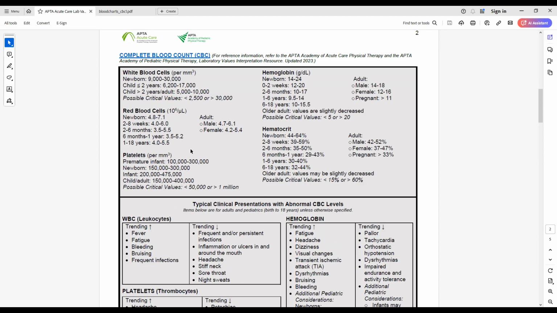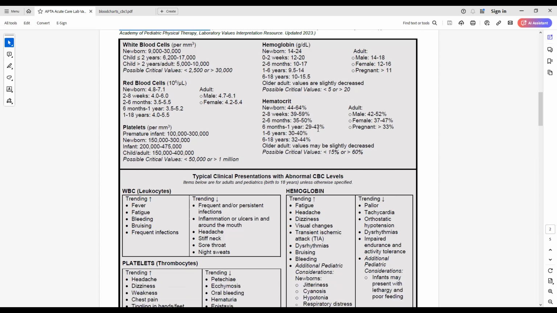And possible critical values below 50,000 or above 1 million. Hemoglobin values are different also for the children and adults. Older adults' values are slightly decreased, like geriatric patients. Possible critical values below 5 grams per deciliter or above 20 grams per deciliter.